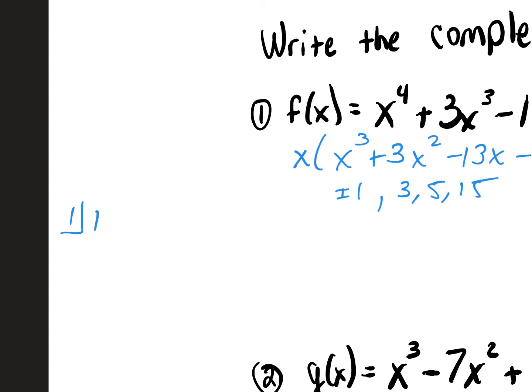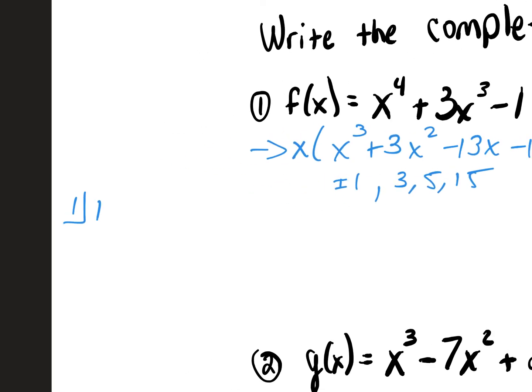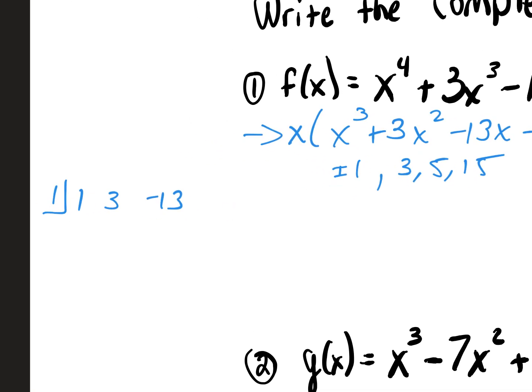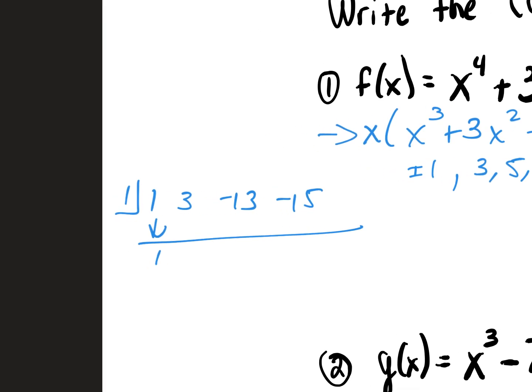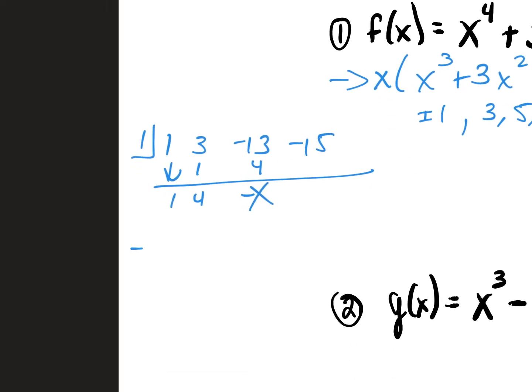As soon as we see something doesn't work, go ahead and skip. So I'm going from right here. So 1, 3, negative 13, and negative 15. So bring down your 1. 1 times 1 is 1. 3 plus 1 is 4. 4 times 1 is 4. This gives me negative. Is this going to work? Okay, so stop.